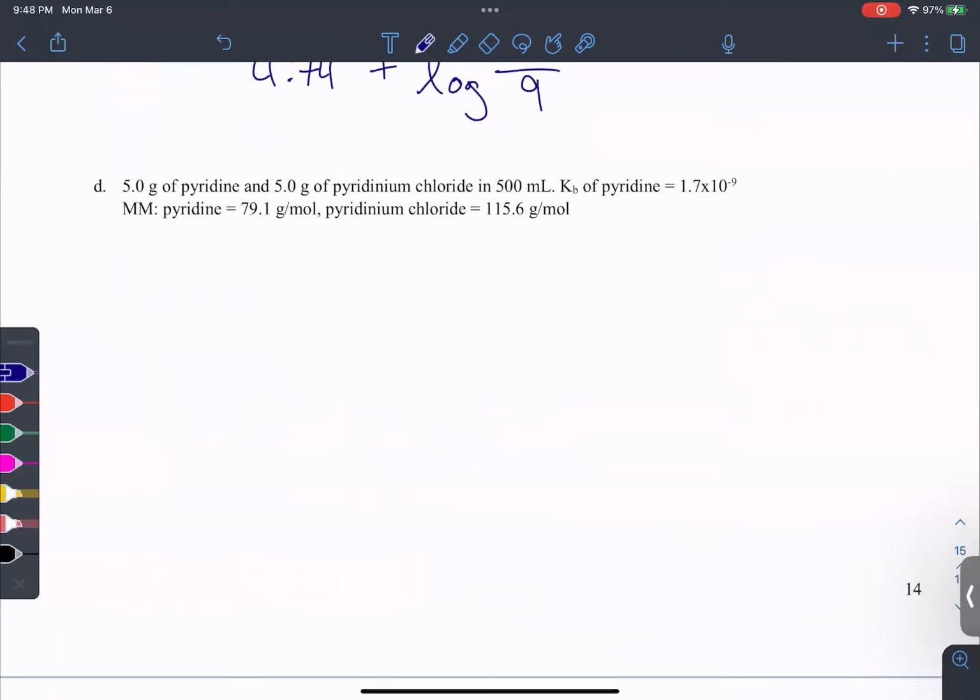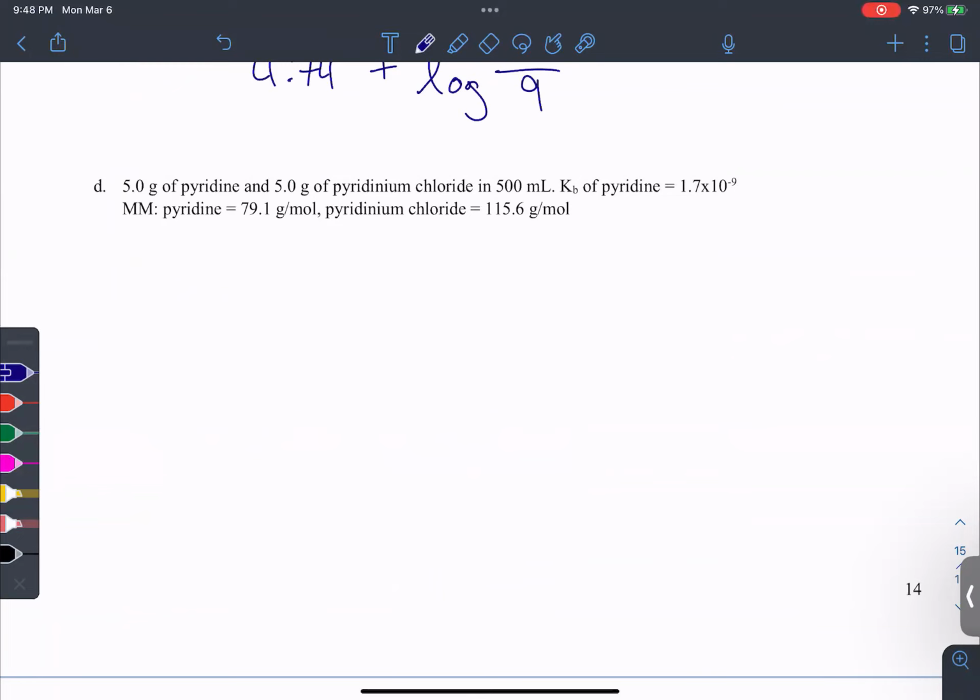Gram amounts of pyridine and pyridinium chloride. The Kb of pyridine is blah, molar masses. What kind of buffer is this? Type 1 or type 2? What are we adding into the beaker?